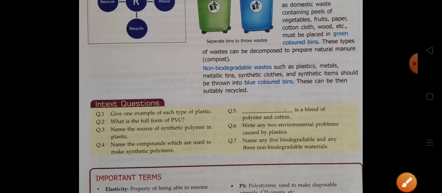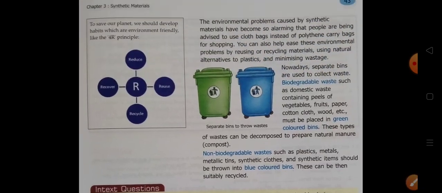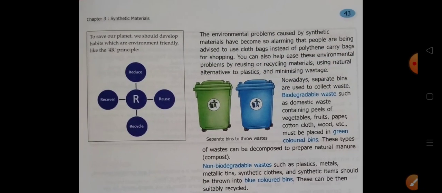Synthetic materials are dumped in the blue colored bins, which can be sent to the factories for recycling. Now here we have completed the thorough revision of the chapter.